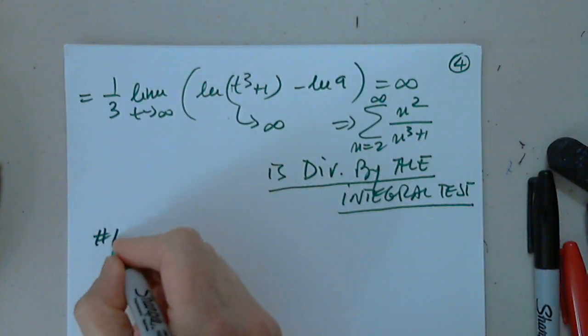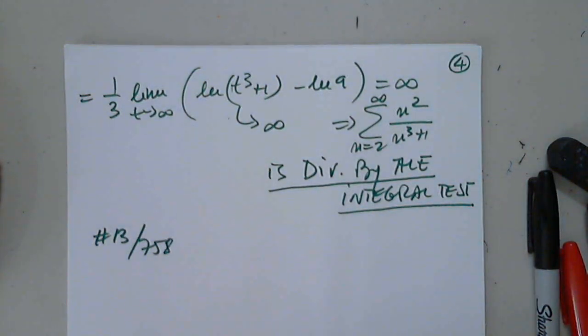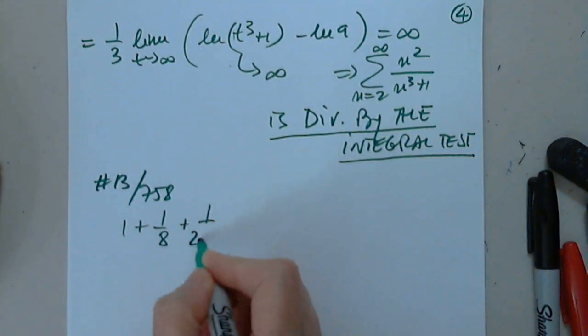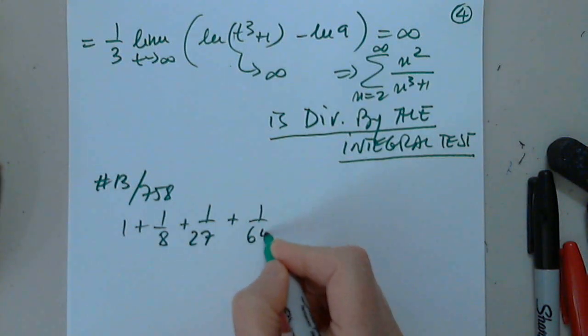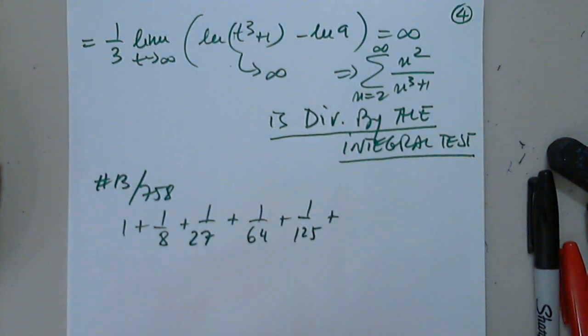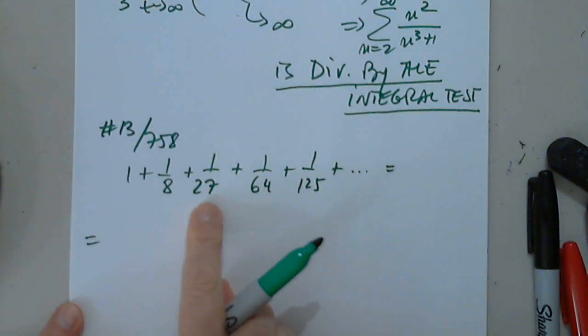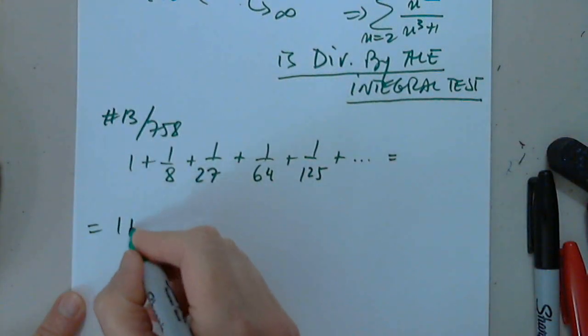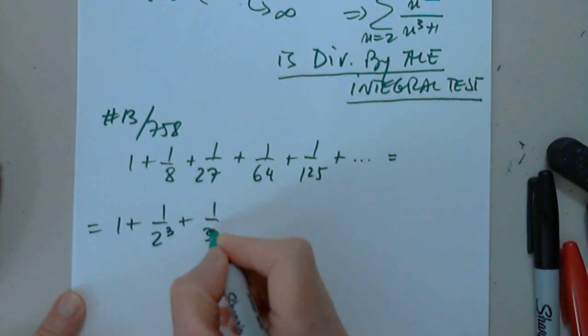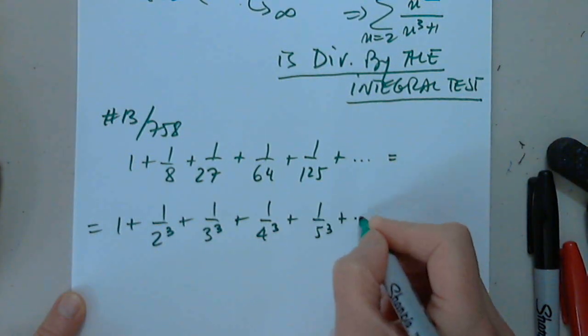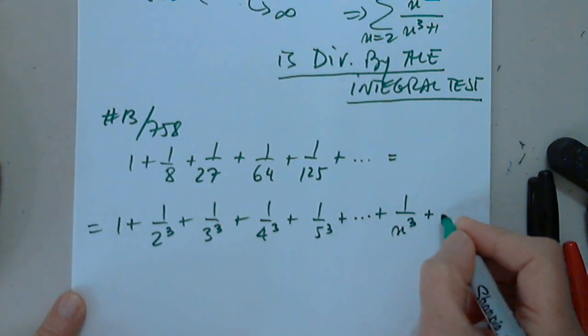Okay, moving on to 13 on page 558. We are given 1 plus 1 over 8 plus 1 over 27 plus 1 over 64 plus 1 over 125. And the question is asking us, determine whether the series is convergent or divergent. So I'm going to look at the fact that this is 2 cubed, 3 cubed, 4 cubed, 5 cubed. So it's 1 plus 1 over 2 cubed plus 1 over 3 cubed plus 1 over 4 cubed plus 1 over 5 cubed plus dot dot dot plus 1 over n cubed plus dot dot dot.